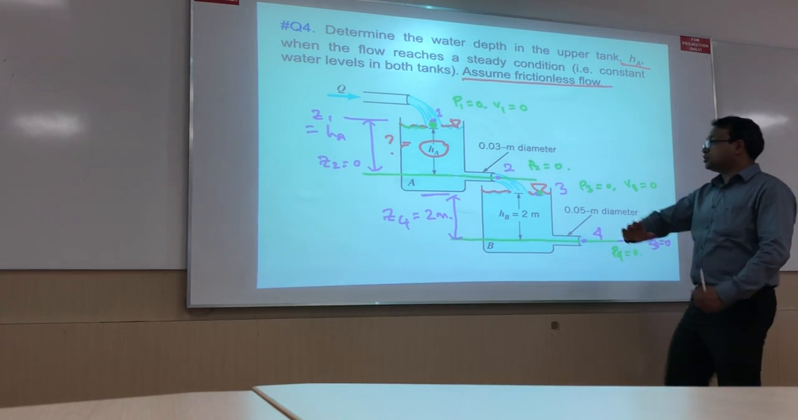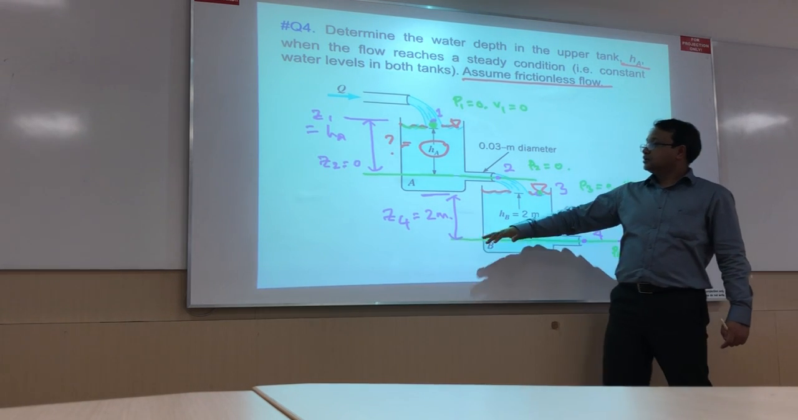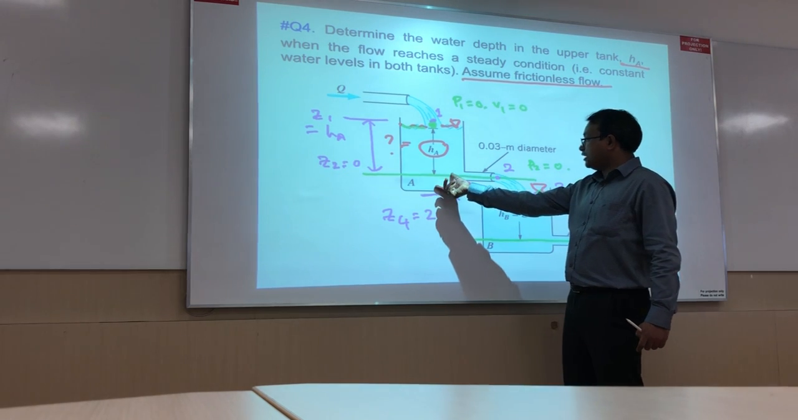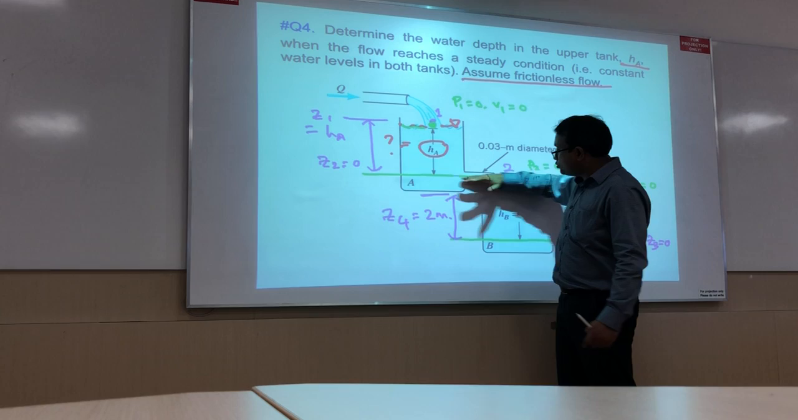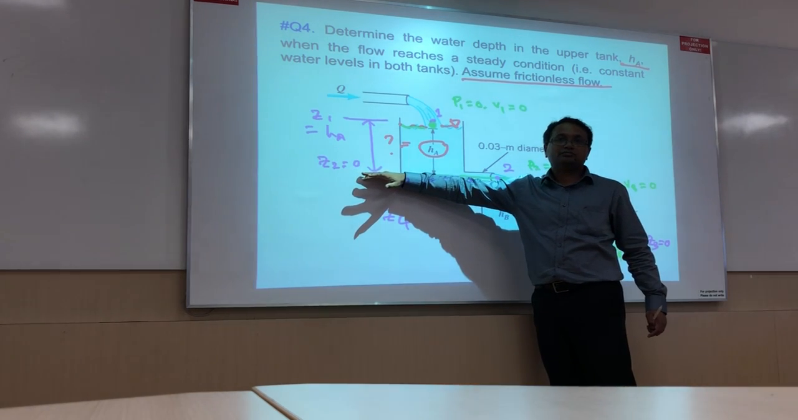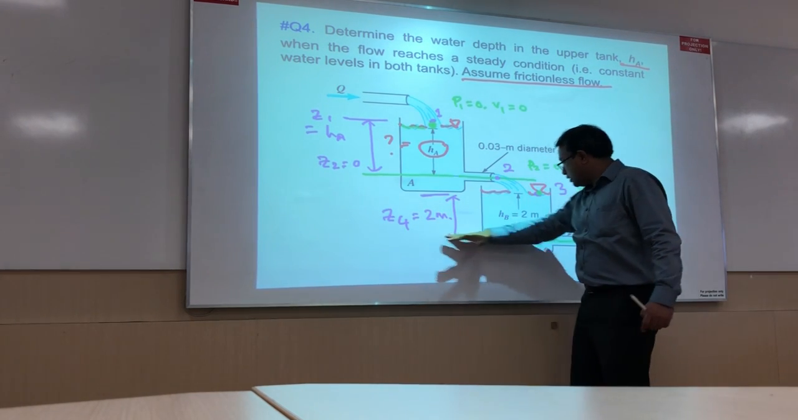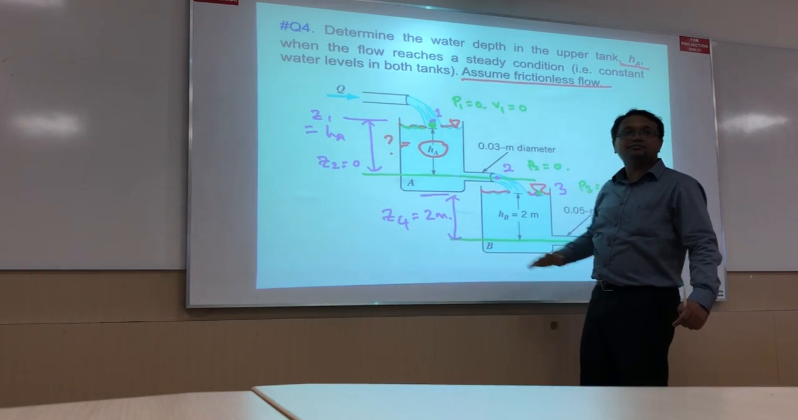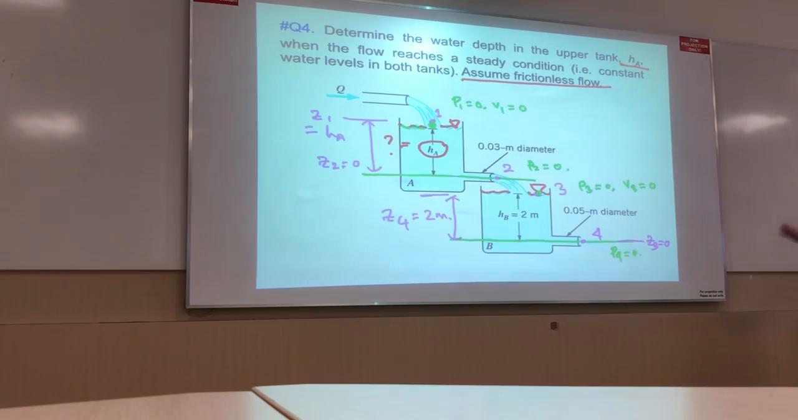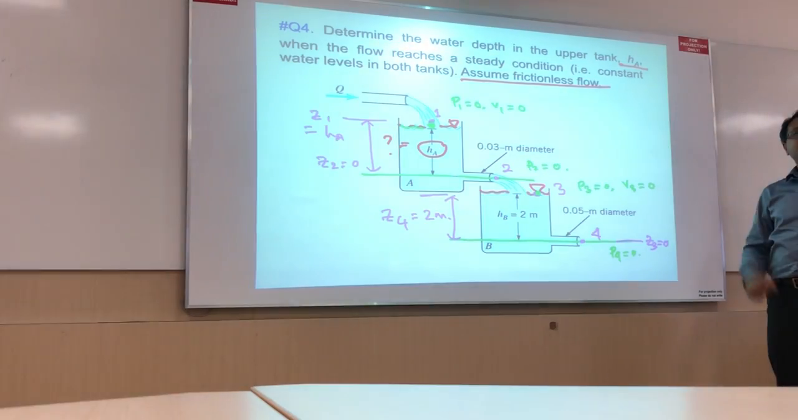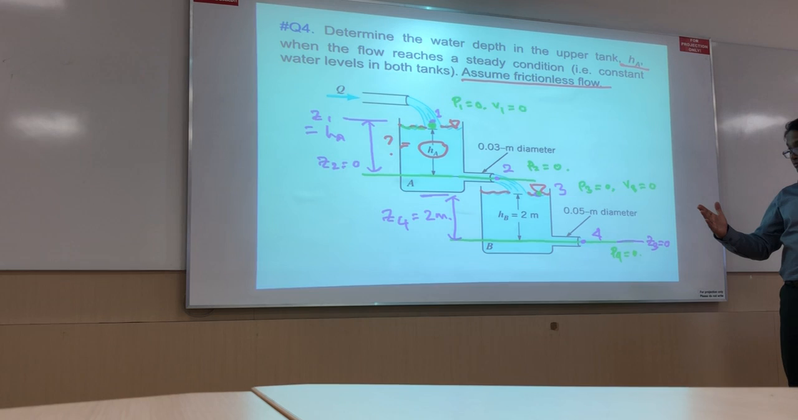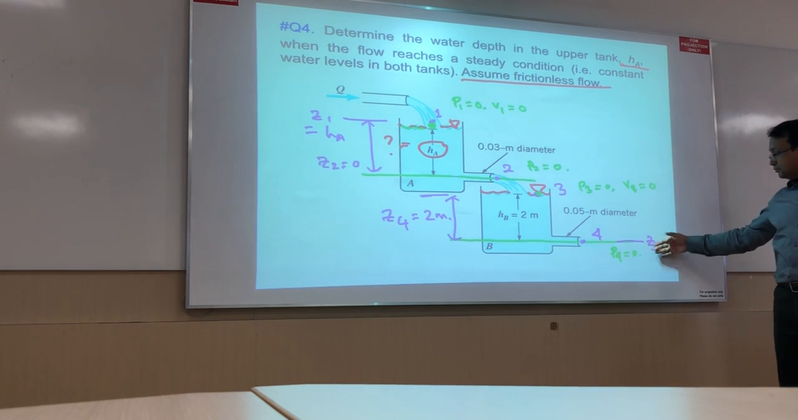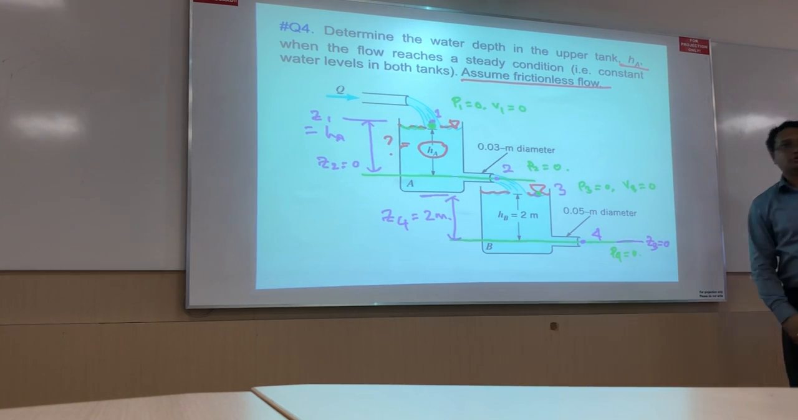If you choose this one as the reference point, this height I do not know. So that's why it is better to choose this one as the reference point for the upper tank, and this one as the reference point for the lower tank. In one question, I can choose 2 or more reference points. In that case, you should be clear about the height or elevation.